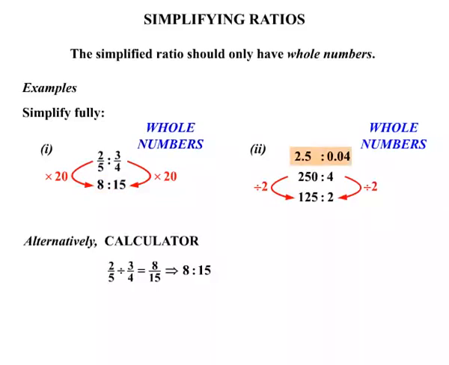Example 2, similar deal. 2.5 divided by the next number, which is 0.04. We do that on the calculator, we get 62.5. Now that's certainly not in ratio form. If we press Shift ABC, that will change it to a fraction. Okay, it'll change it to what's called an improper fraction in this case, 125 over 2, which we know can be written in ratio form as 125 to 2.